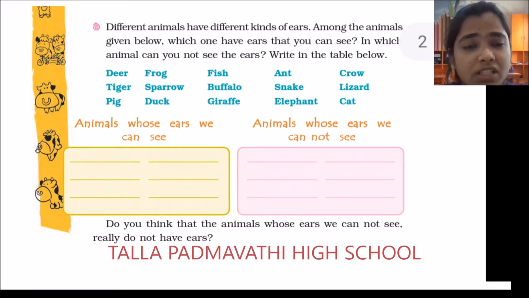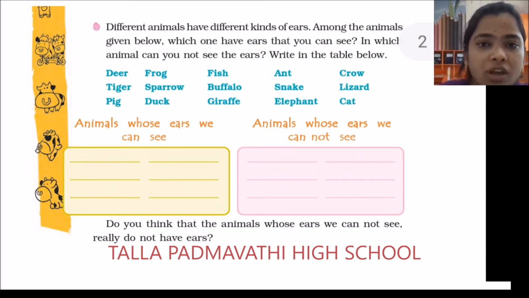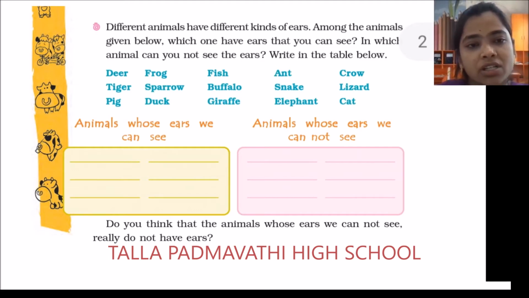Different animals have different kinds of ears. Among the animals given below, which ones have ears that you can see? In which animals can you not see the ears? Write in the table below. Here are some animal names. You need to differentiate them into the boxes. In the first box you will list the animals whose ears we can see, and in the second box you are going to list the animals whose ears we cannot see. So this is how you are going to differentiate.